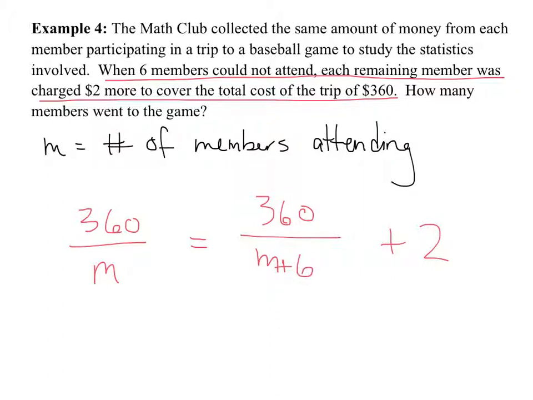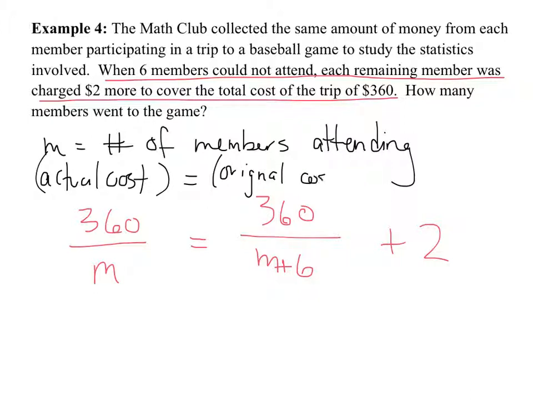If 30 people ended up going, m is 30. Well, that means that 360 divided by 30 would be the same thing as 360 divided by 30 plus 6, the 36 that were originally going. But in the end, what you're noticing is that when there are more people, it's a lower cost. So that cost per person plus $2 gives you the higher cost. If I were writing words out, I would write this would be the actual cost, and this would be the original cost plus, what do you want to call that? Not a surcharge, but the extra charge of $2 per person.